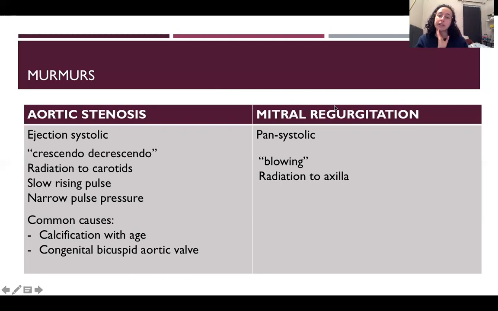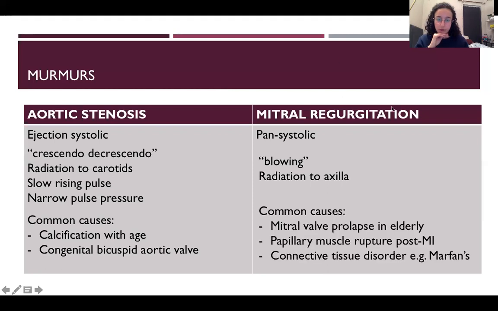So mitral regurg is a pansystolic murmur, described as blowing, and it radiates to the axilla. Common causes of mitral regurg are mitral valve prolapse, post-MI papillary muscle rupture, and people with Marfan's disease can get it at a younger age.